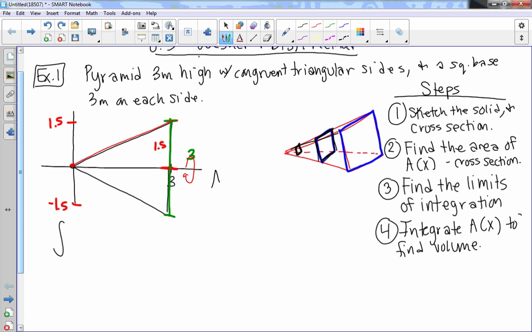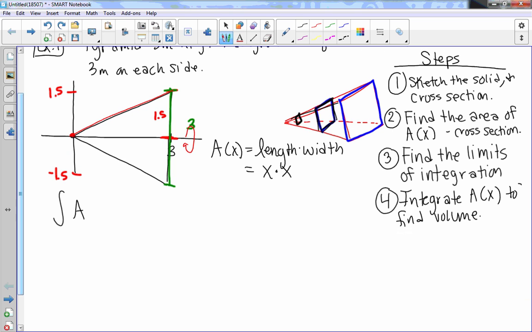Exactly. So our A of x is going to be length times width. The length and width are always changing, but if the length is x, the width is x. So we're going to be integrating A of x. Our area, in this case, is x squared. At the very end that is 3 times 3, the area of the cross-section, but anywhere along the pyramid the cross-section is x squared.